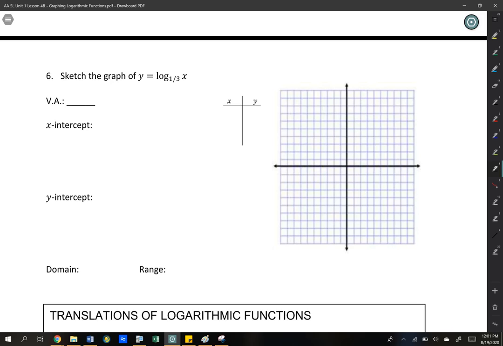For number 6, I would say again, pause it, try it, and then come back to the video. So we have a sketch of log base 1/3 of x. We have a value of 0 for h. So that means we have a vertical asymptote at x equals 0. I'm going to go ahead and add that onto my graph right now.